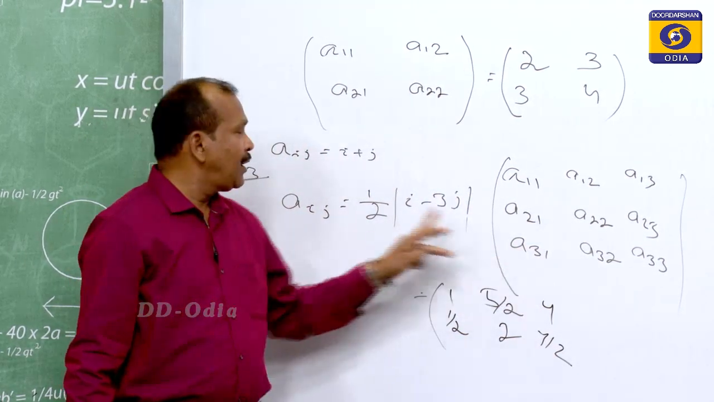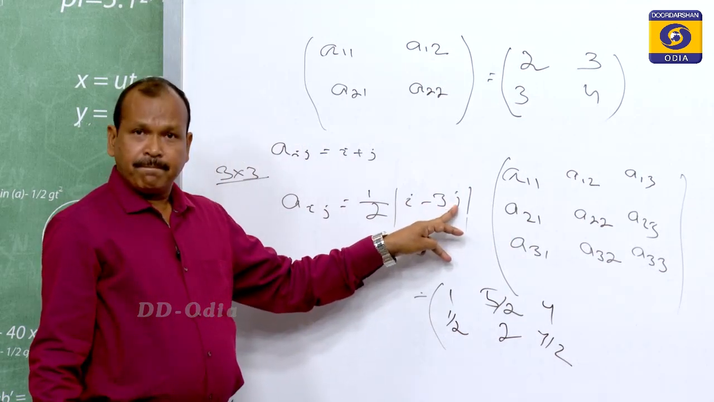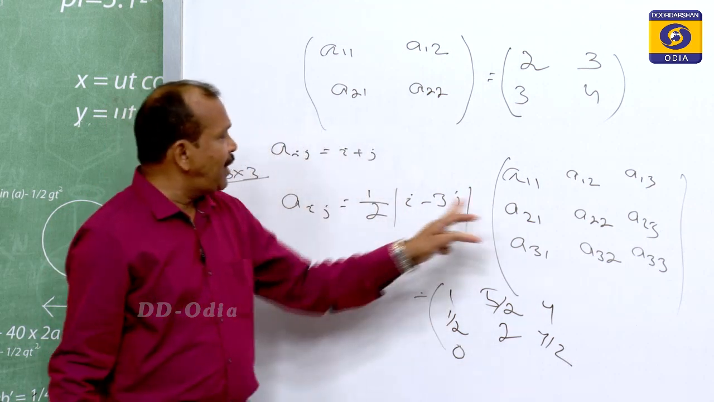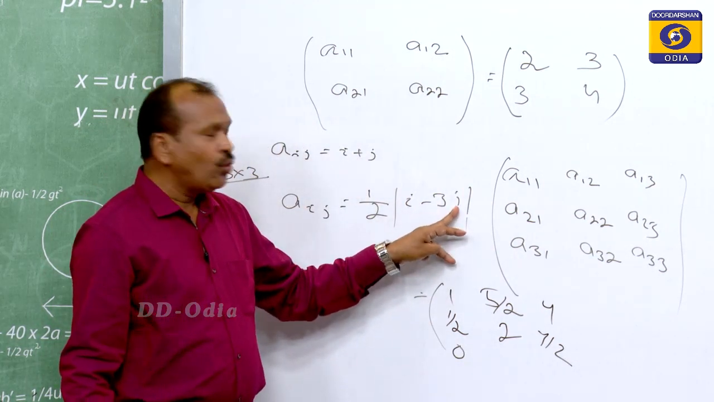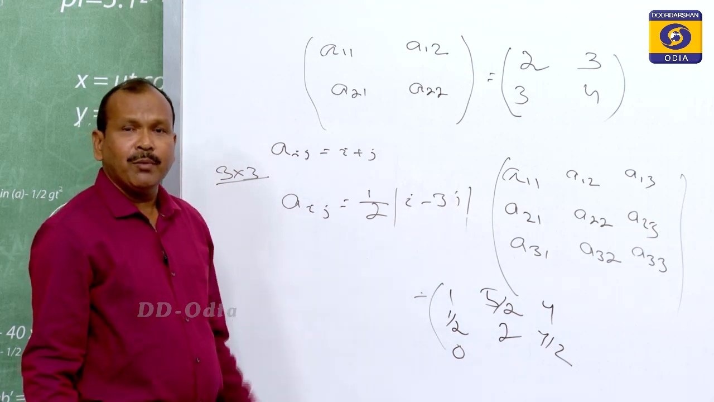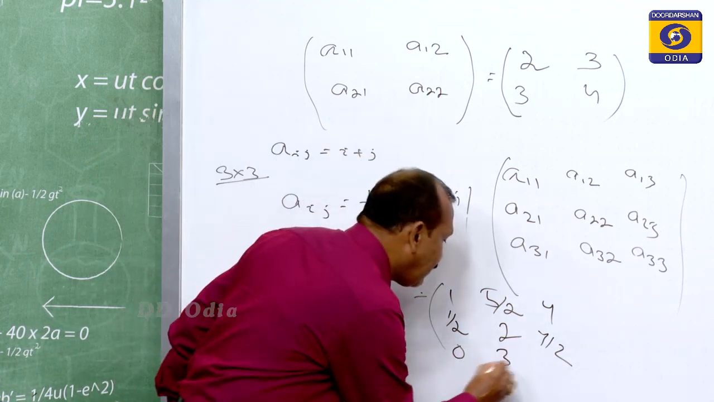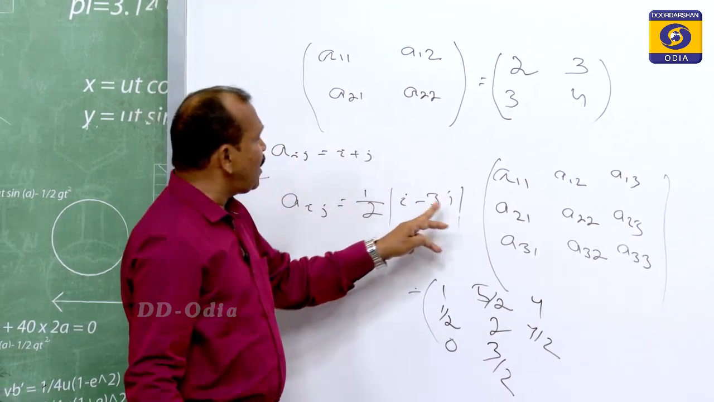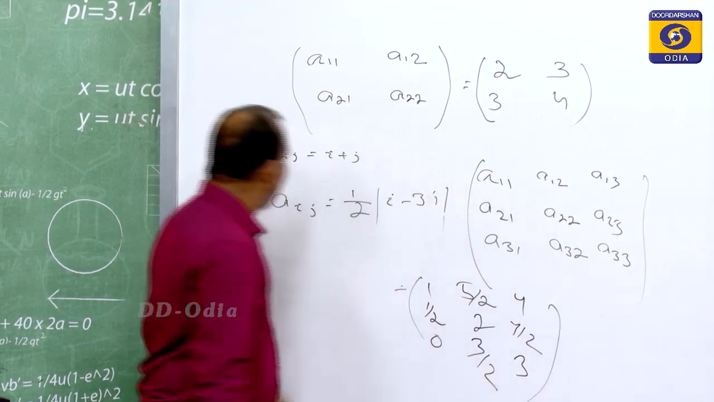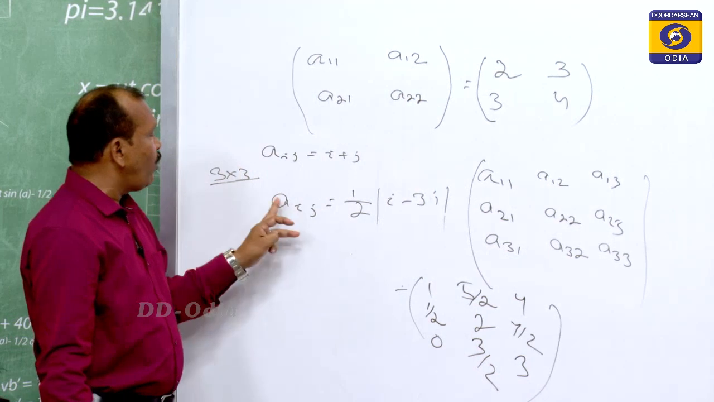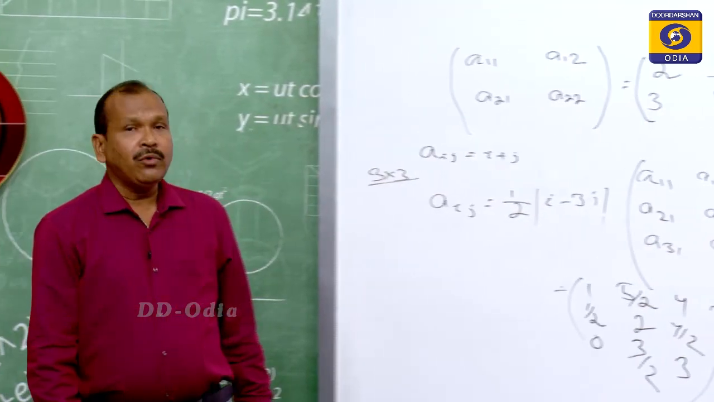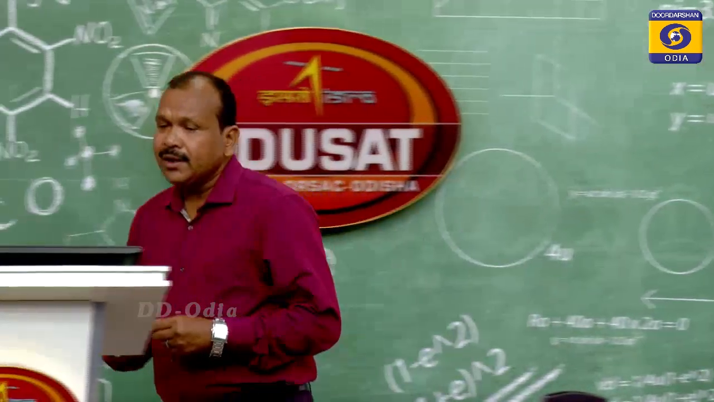Similarly, A31 is 3 minus 3, which is 0. 0 by 2 becomes 0. Similarly, 3 minus 3 into 2 is 6. 3 minus 6 is minus 3. Minus 3 the mod becomes 3. 3 by 2. Similarly, 3 minus 9 is minus 6. 6 by 2 becomes 3. This is a 3 cross 3 matrix where Aij becomes half times the modulus of i minus 3j.